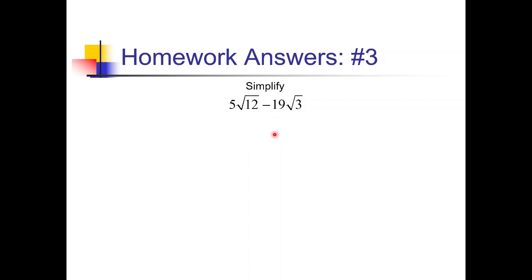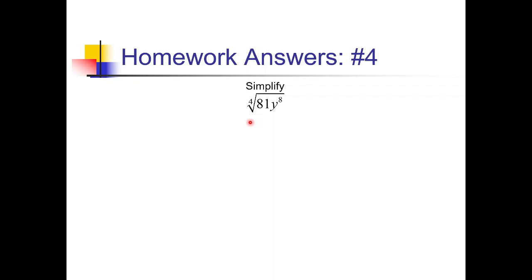For this problem, I'm trying to subtract these radicals. In order to simplify this any further, maybe I could simplify this 5 radical 12 a little bit, because right now I don't have like radicals, so there would be no way to combine these if I just left them the way they were. 12 I can break up into the square root of 4 times the square root of 3. Square root of 4 is 2. 5 times 2 is going to be 10, so 10 radical 3 minus 19 radical 3. And then if I subtract these, 10 minus 19 is negative 9, so we have negative 9 radical 3.